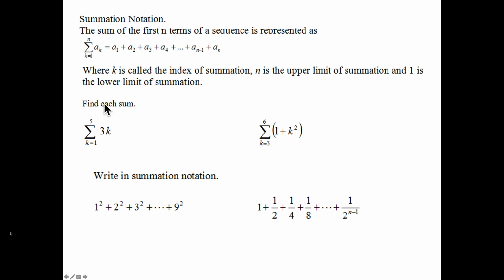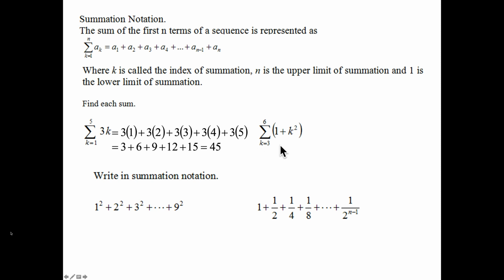So if we had to find the summation of these two expressions, we have to add, when k is 1, 2, 3, 4, all the way up to 5. So we're going to plug this in. This would be 3 times 1 plus 3 times 2 plus 3 times 3 plus 3 times 4 plus 3 times 5. So 3 plus 6 plus 9 plus 12 plus 15, add that all up, it's 45.